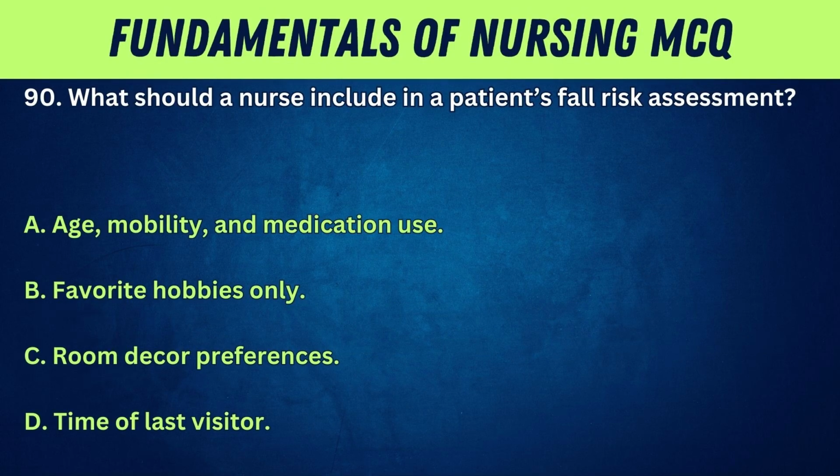90. What should a nurse include in a patient's fall risk assessment? A. Age, mobility, and medication use. B. Favorite hobbies only. C. Room decor preferences. D. Time of last visitor.